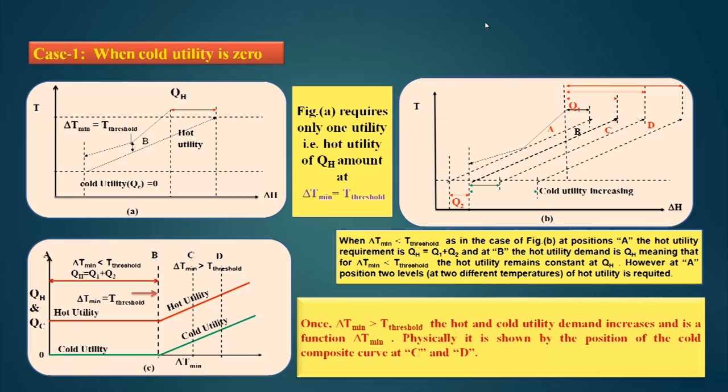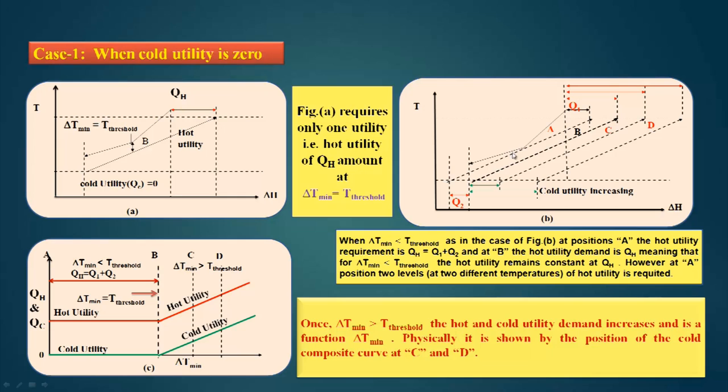Now, let us see in detail what a threshold problem is and how it is generated. In figure A, we show a threshold problem which needs only hot utility, and the demand of cold utility is 0. This is in B position of the cold composite curve. When the cold composite curve attains position B, then the cold utility demand is 0. One end of the cold composite matches with the end of the hot composite curve, and hence the demand of the cold utility is 0, whereas there is a demand of hot utility QH.